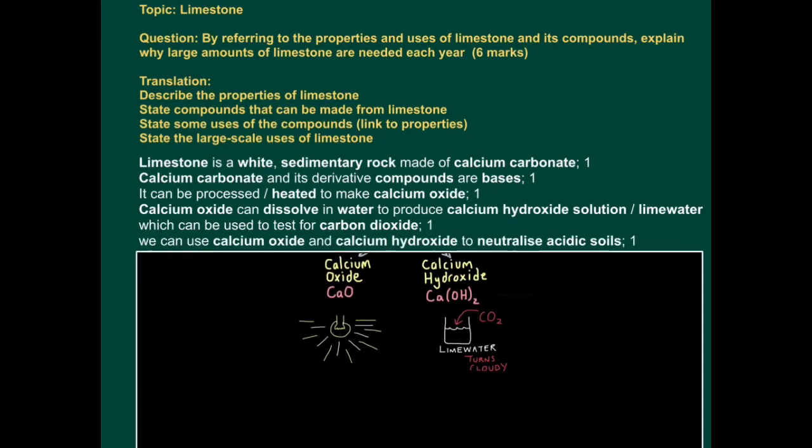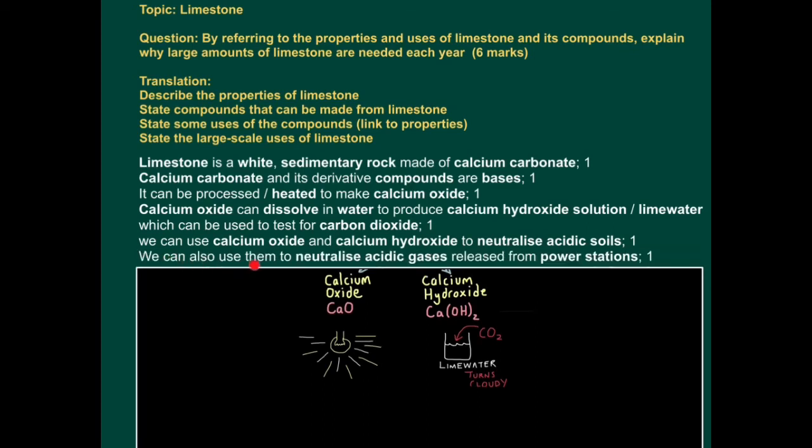Also, because calcium carbonate, calcium oxide and calcium hydroxide are bases, that's the opposite of an acid, we can use calcium oxide and calcium hydroxide to neutralize acidic soils. So because of acid rain, our soils become more acidic, and these chemical compounds can neutralize the acidity in the soil so plants can grow. We can also use these same compounds to neutralize acidic gases released from power stations.